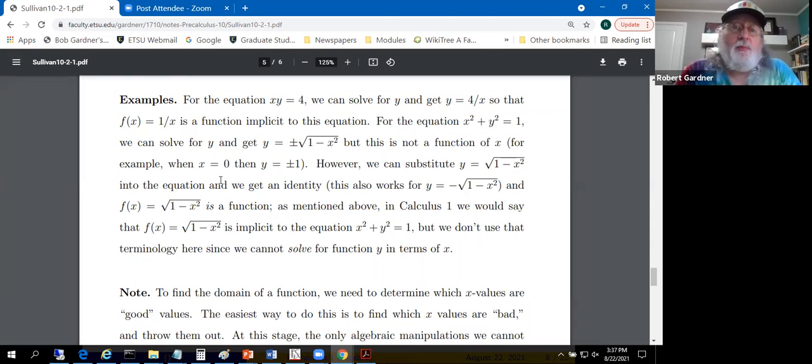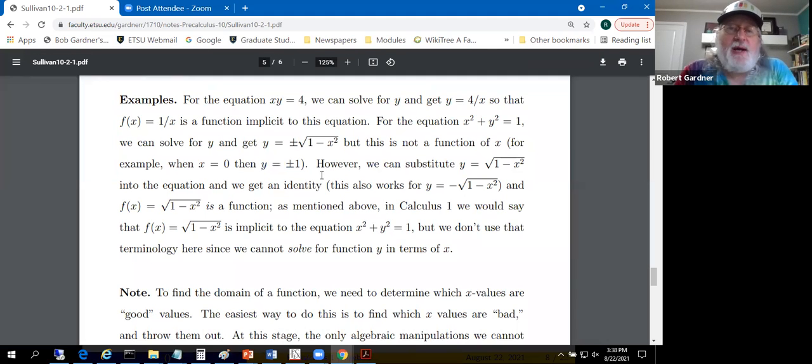But this doesn't define a function because of the plus or minus stuff. For example, plug in x equals 0. We'd have plus or minus the square root of 1 minus 0 squared. We'd have plus or minus the square root of 1, which is plus or minus 1. Can't get two values out when you put the one value 0 in, not a function. So in here, we would say this equation doesn't define a function implicit to that equation. We got this problem with the plus or minus stuff.